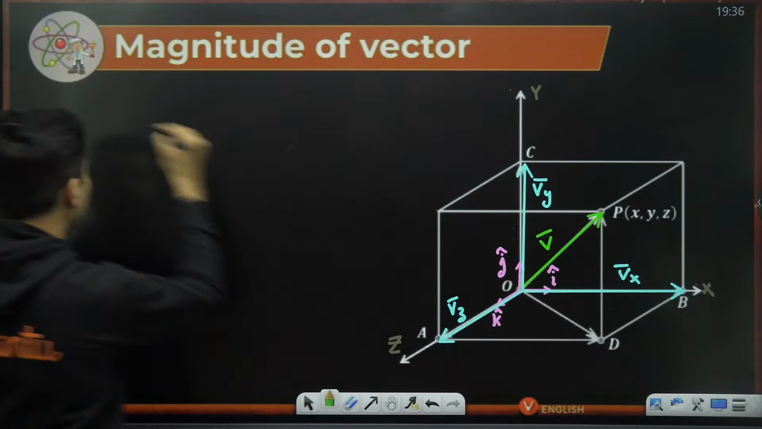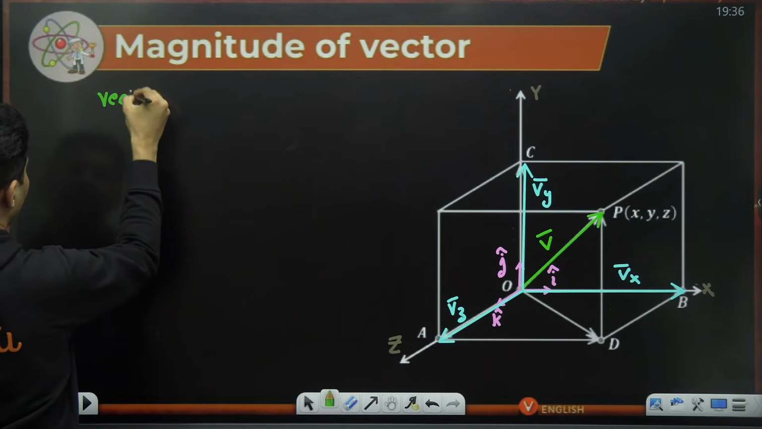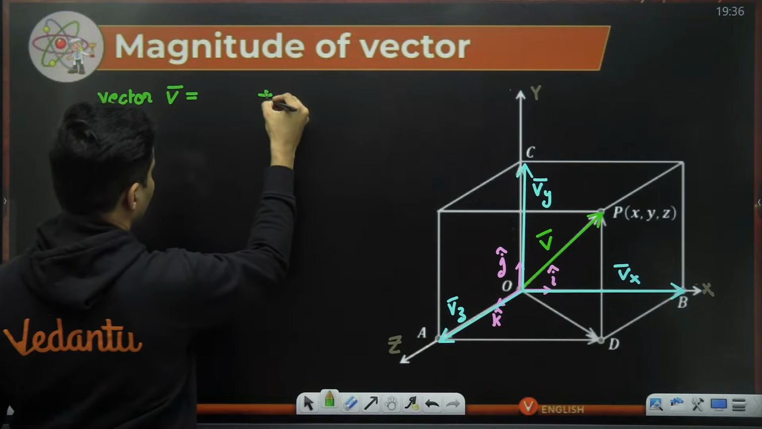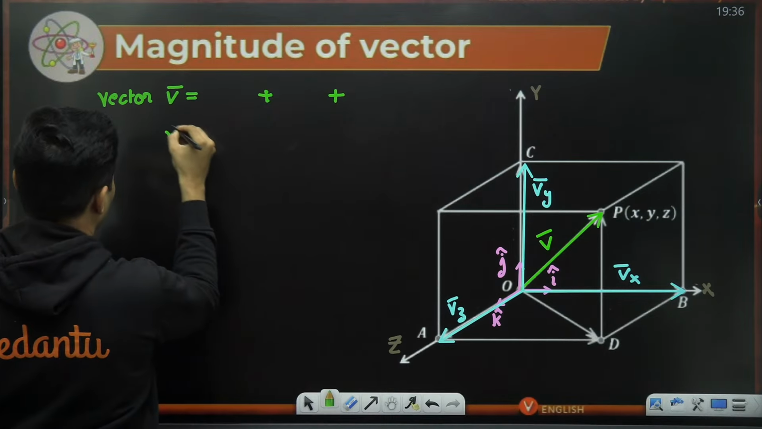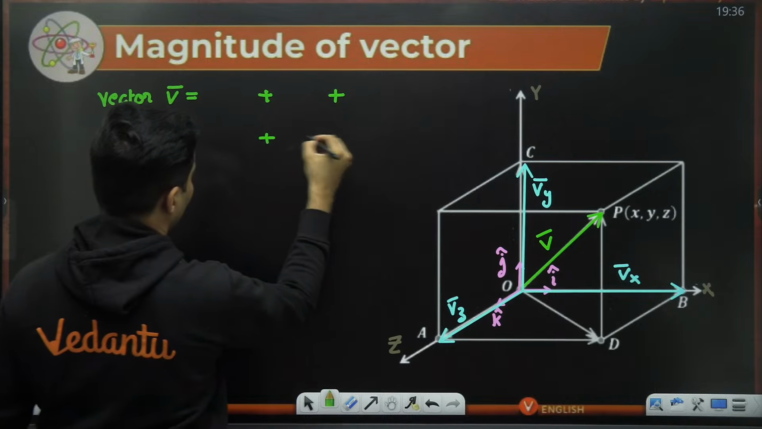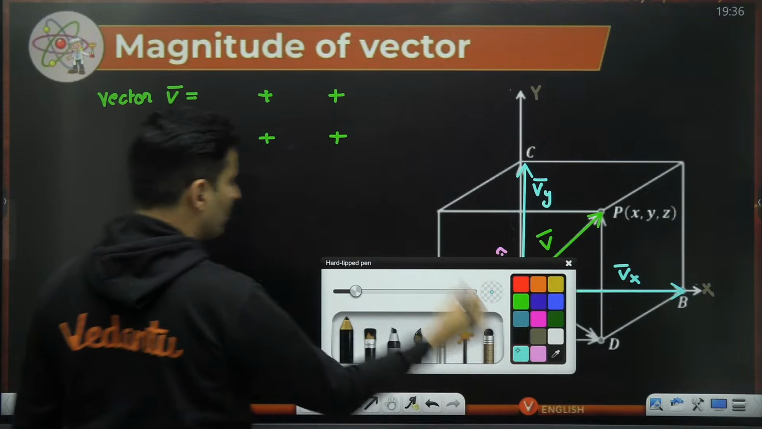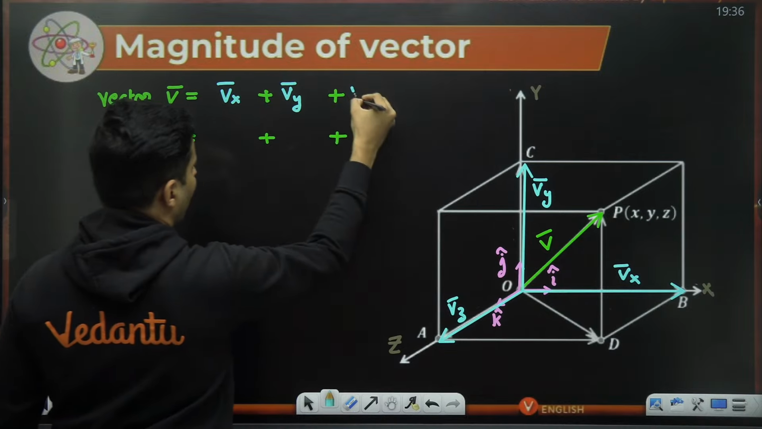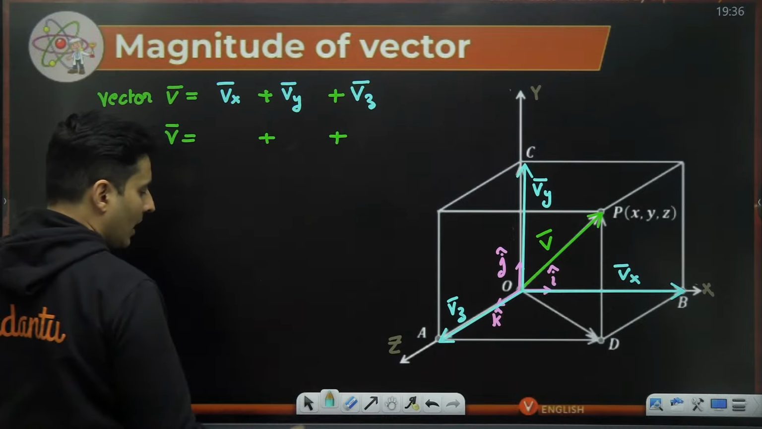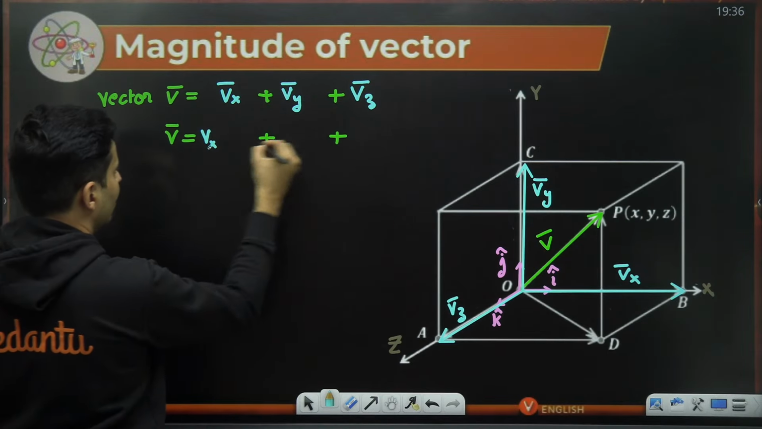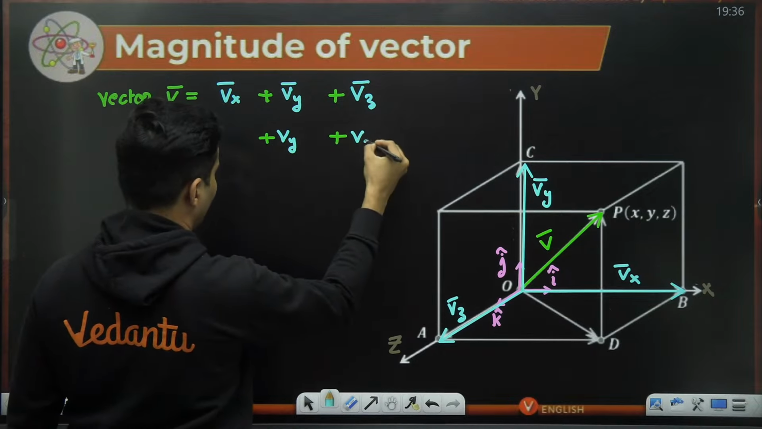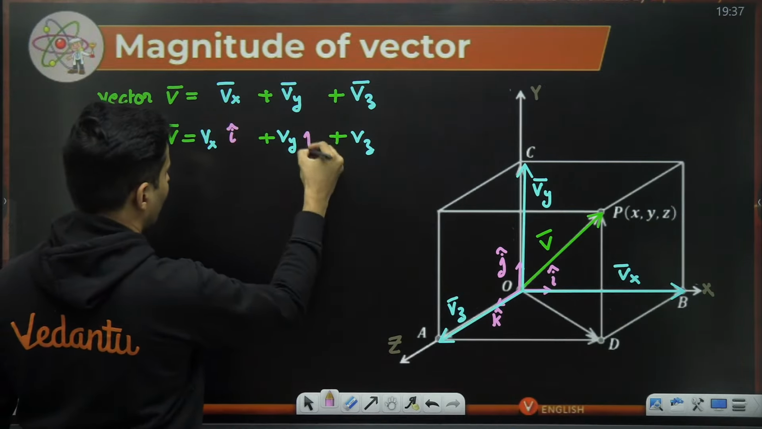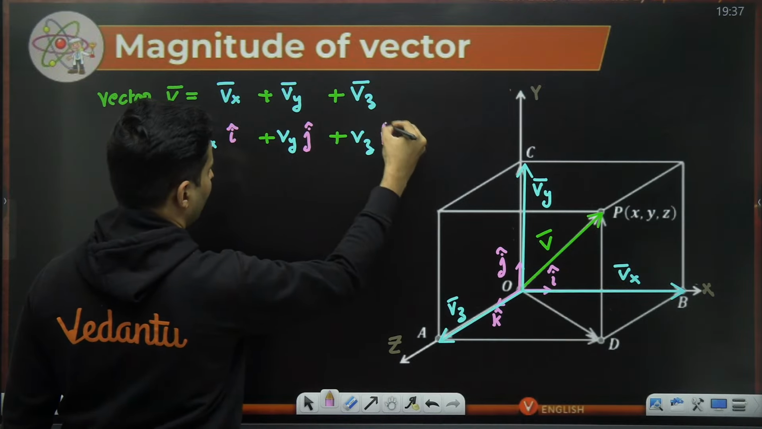So we can say that our entire vector v bar is the sum of three components. Which are those components? Vx bar, Vy bar, and Vz bar. And each component will have some magnitude, which is Vx, Vy, and Vz, along with their unit vectors, i cap, j cap, and k cap.